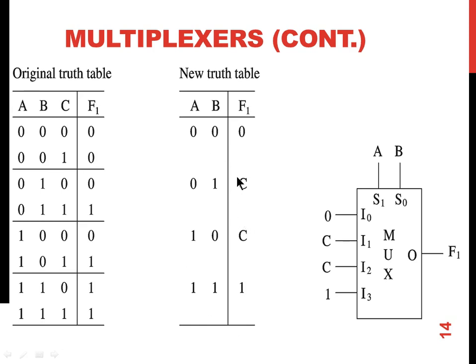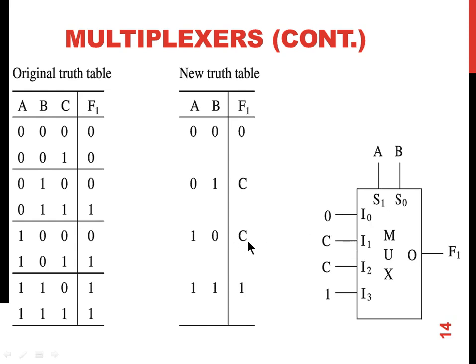Now this can be implemented using a 4:1 multiplexer. So A and B 0, 0 means the zeroth input will go to output F1. So output F1 will be 0. So 0 is connected to I0, input 0. 0, 1, I1 will go to F1. In case of select lines AB 0, 1, I1 is connected to C.